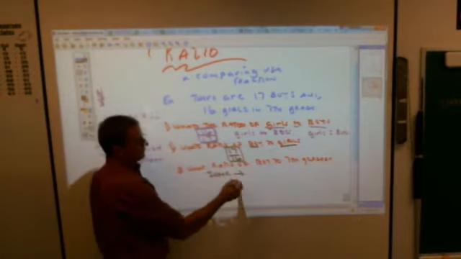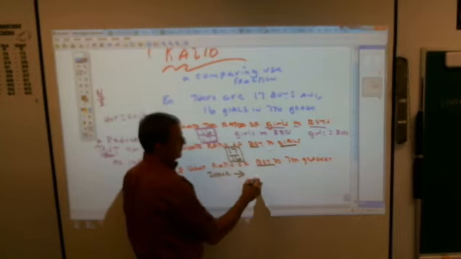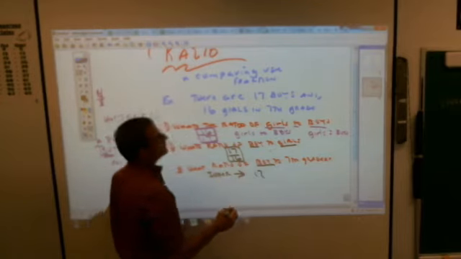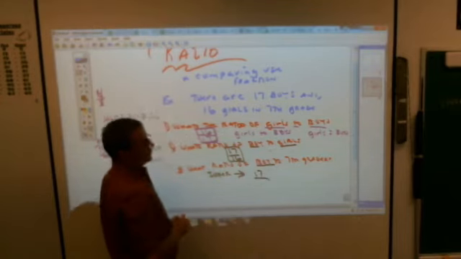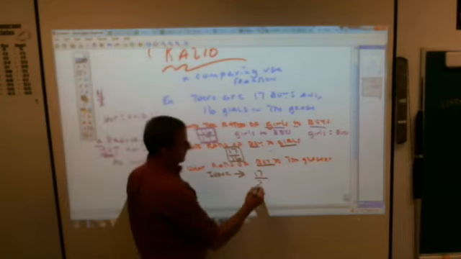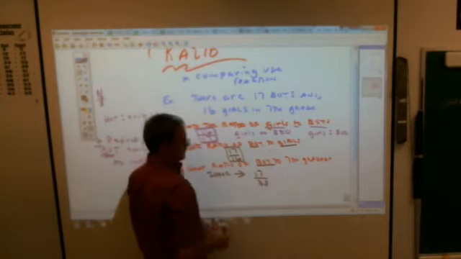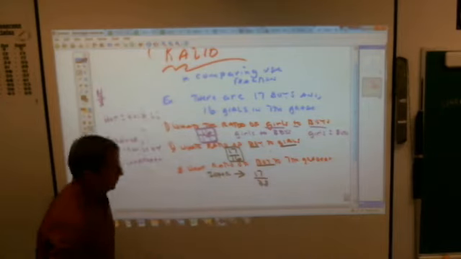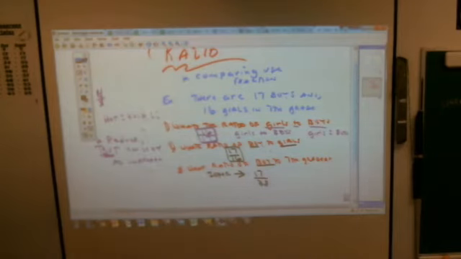This one, it's boys, which we know there's 17. You might have to do a little work to figure out how many seventh graders there are. There are 33. 17 to 33 is the ratio of boys to seventh graders. And the ratio of girls to seventh graders would be 16 to 33.